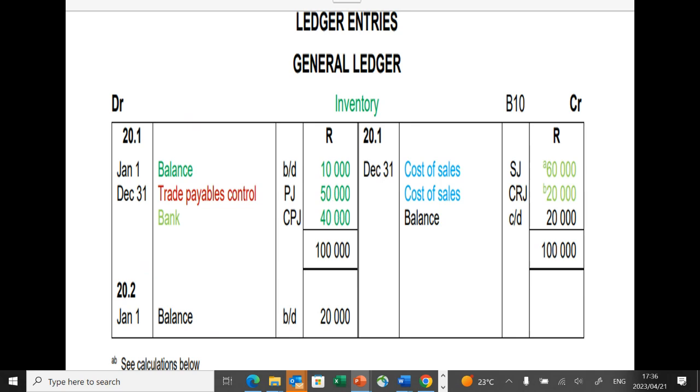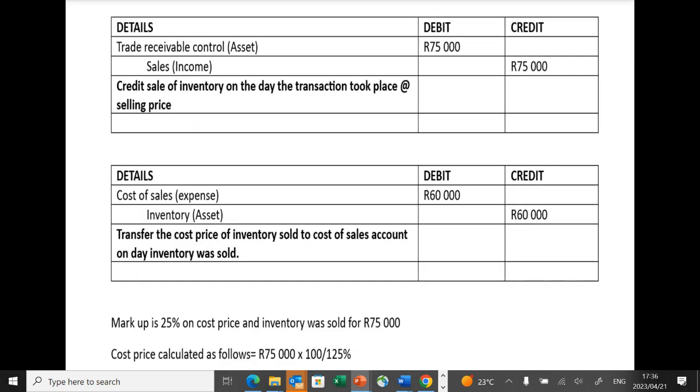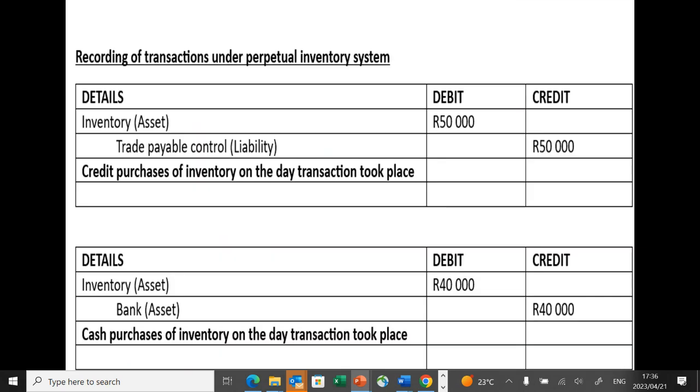Remember that when we debited inventory, what did we credit for that 50,000? We credited our trade payable control. That's the description you're going to write here. When we debited the inventory by 40,000, what did we credit? We credited bank. So that's why we are posting that 40,000 on the debit side. Let's look for other transactions that talk about inventory. So we've addressed these ones.